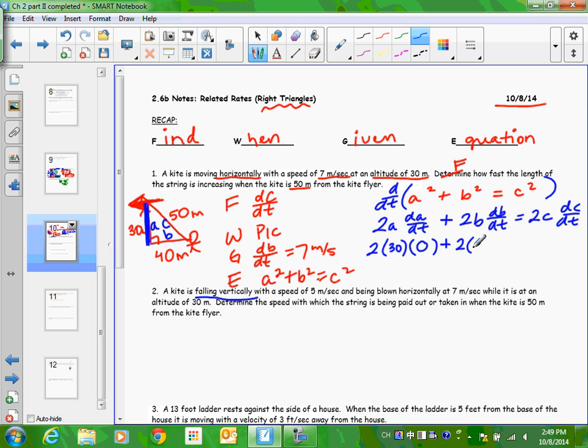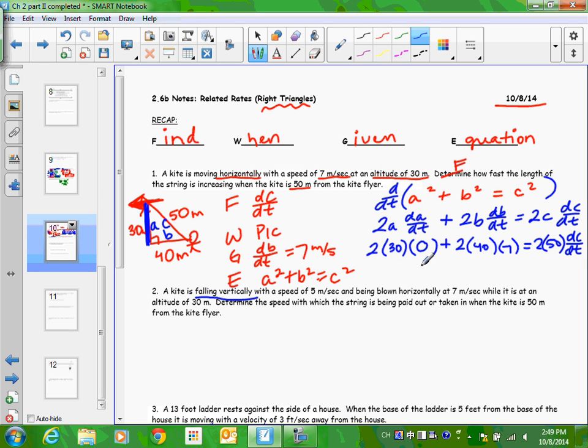2b, that's 40. dB over dt, that was our given, that's 7. I'm going to have to start writing smaller. And then C is 50. And then dC over dt is what we're looking for.